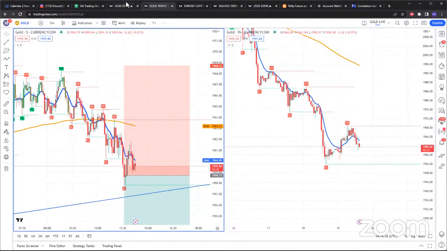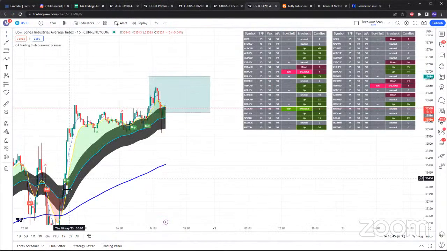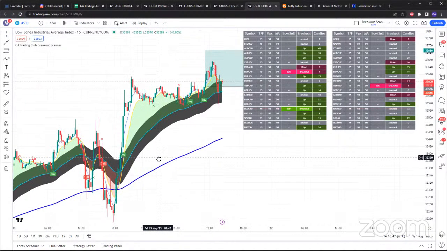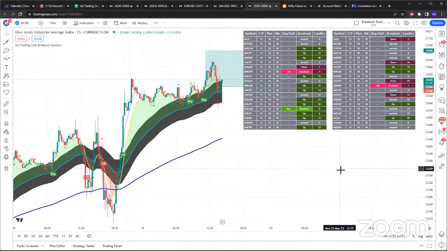Today, actually, you should just look back and see how you could have taken the breakout for US 30, and especially this indicator right here. Honestly, if you can become good at understanding this indicator, you will be golden.